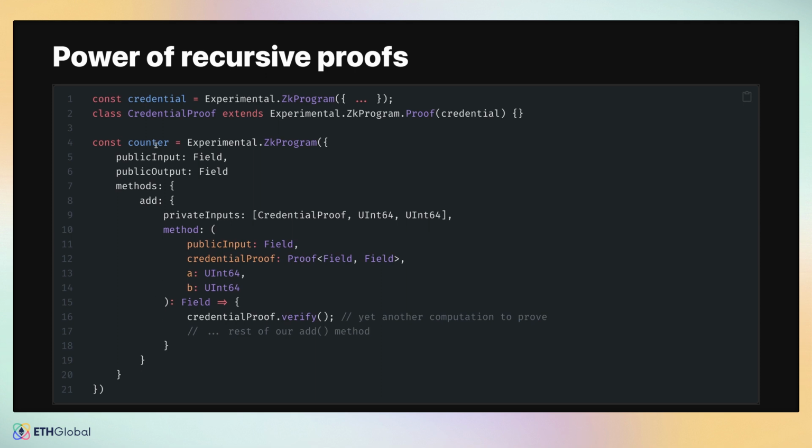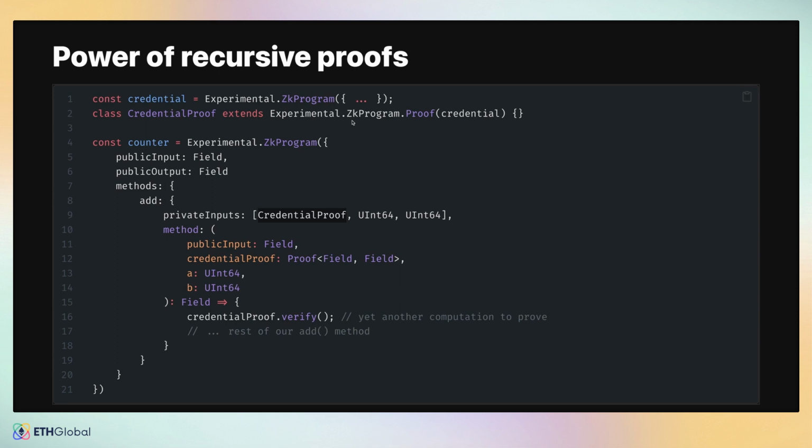So if you look at the original counter circuit, which had the increment or the add method, we can add another private input, which would be another proof from a different ZK program that can be verified within the counter ZK program. So that could mean that in order to increment the counter, not only would you have to know the original number that the counter is at, but you would also have to provide, let's say, a credential proof that would attest that you are eligible to even modify the counter or to provide the proof of a valid state transition.